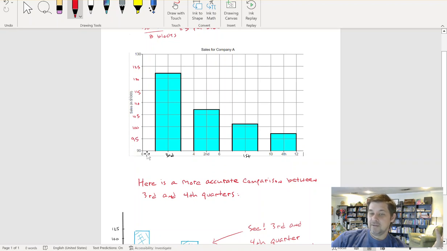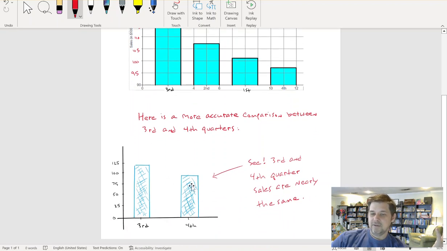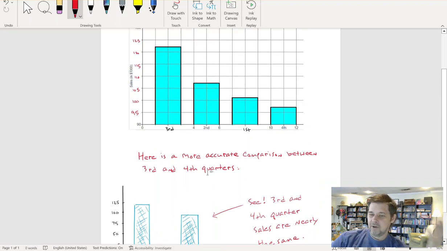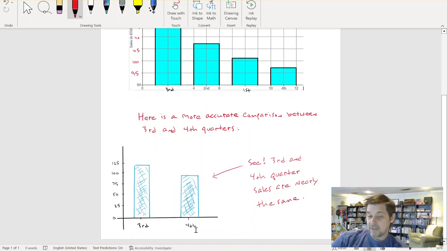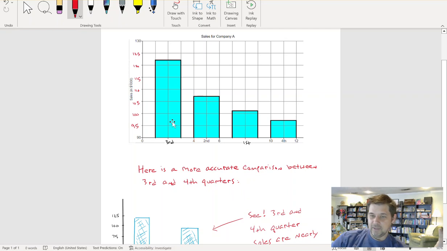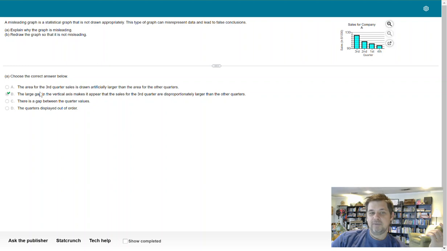The fact that it didn't start at 0, the fact that you were just looking at the top part of the actual graph, made it look so misleading. So it's actually more like this. Third and fourth quarter really aren't that much different. Third might be a little bit more than fourth, but it's not 4 times as much, which is what that original graph made it seem like. So that's why we would choose the answer: the large gap in the vertical axis makes it appear that the sales for the third quarter are disproportionately larger than the others. I compared the third and the fourth because that's where the exaggeration was the most.